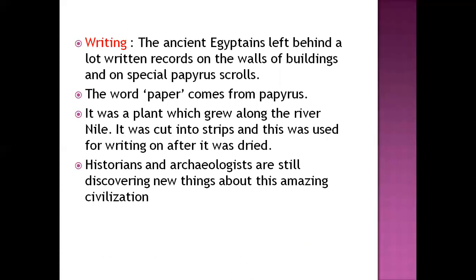Writing. The ancient Egyptians left behind a lot of written records on the walls of buildings and on special papyrus scrolls. The word paper comes from papyrus. It was a plant which grew along the river Nile. It was cut into strips, and this was used for writing on after it was dried.